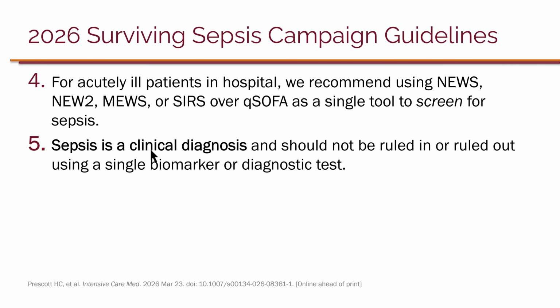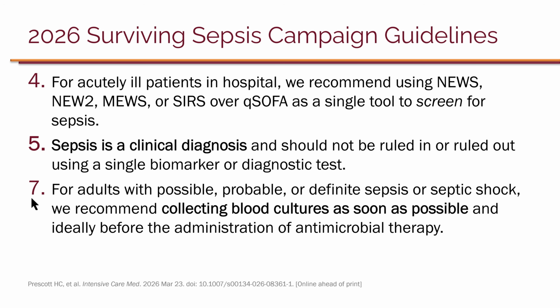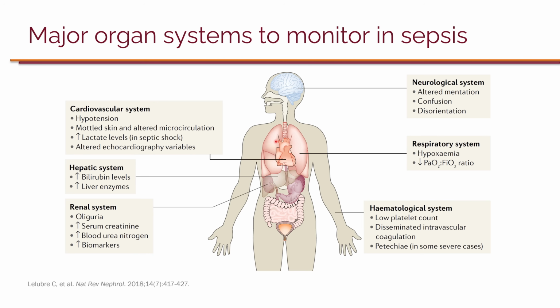Number 5 is that sepsis is a clinical diagnosis and should not be ruled in or ruled out using a single biomarker or diagnostic test. And number 7 is that for adults with possible, probable, or definitive sepsis or septic shock, we recommend collecting blood cultures as soon as possible and ideally before the administration of antimicrobial therapy, which is consistent with what we learned about the microbiology lab. Now, the major organ systems to monitor in sepsis, because we talk about organ dysfunction. So these are the organs.